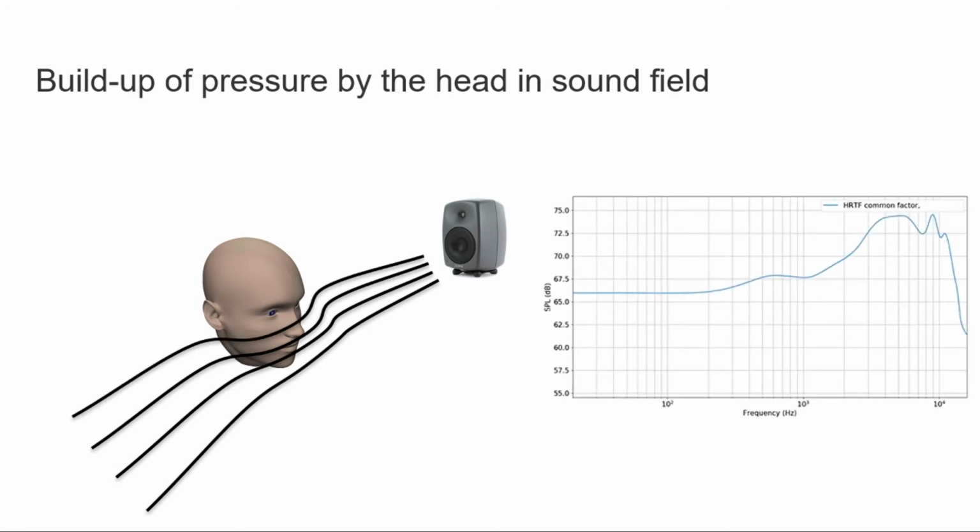When the head and torso of a person enter the sound field, similar diffraction happens. This causes a change in the sound level that becomes evident in the common transfer function.